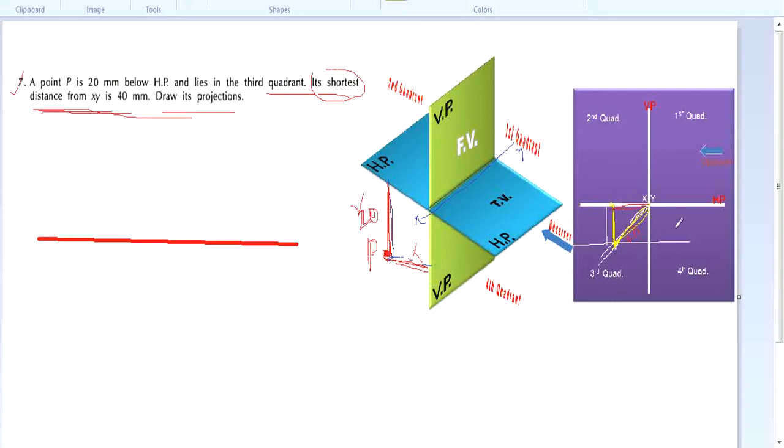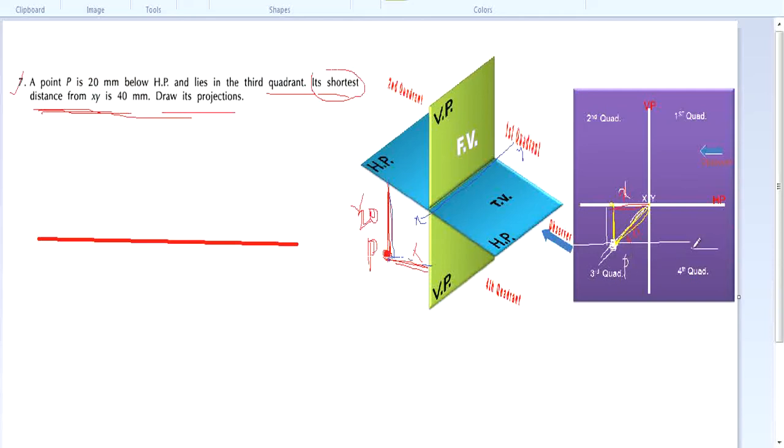We can calculate it very easily. From here to here is 20 and from here to here is 40, and just measure the distance by using a scale or a drafter. Calculate this distance. Now I'm taking this as X, and this one is also X. But how to draw the projection of point P? Please observe, this is the point P position.